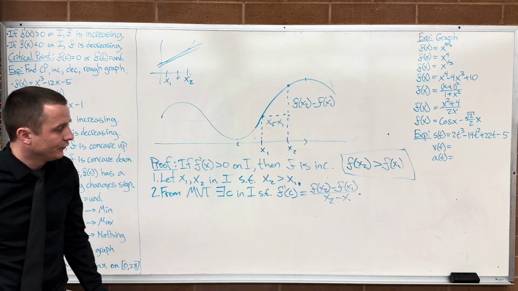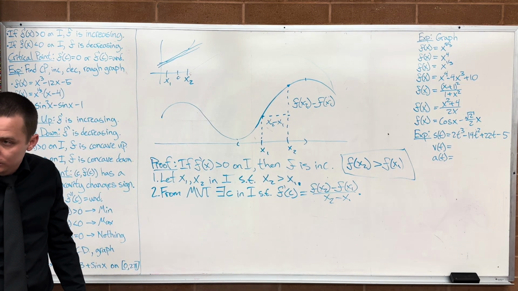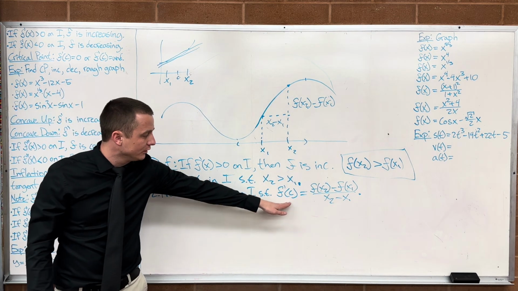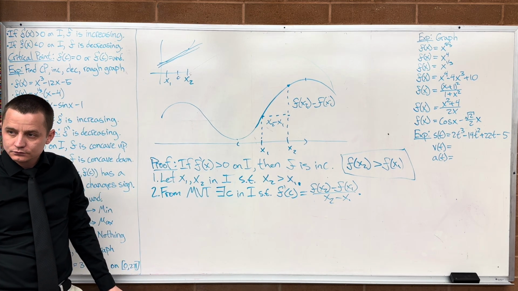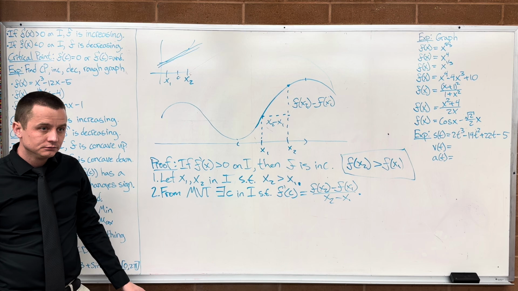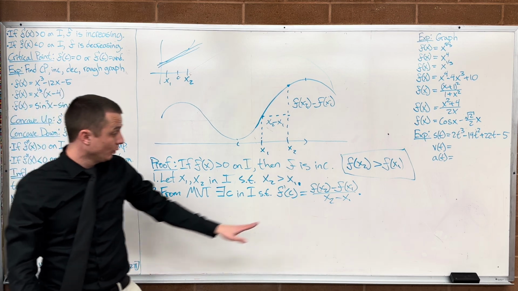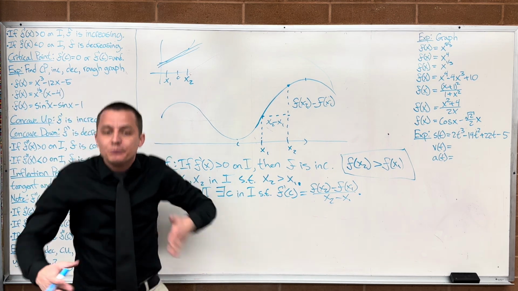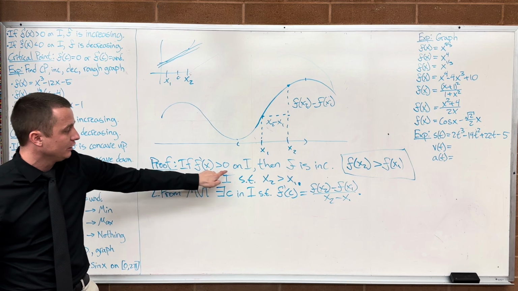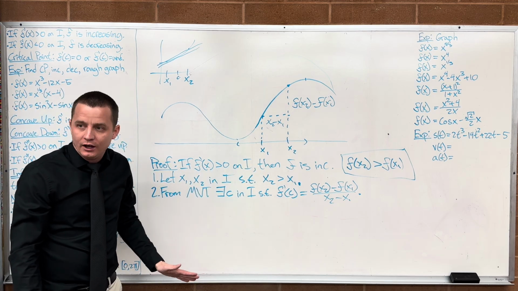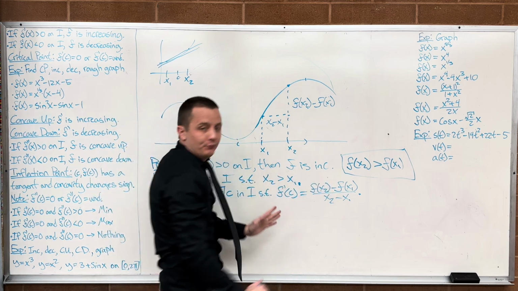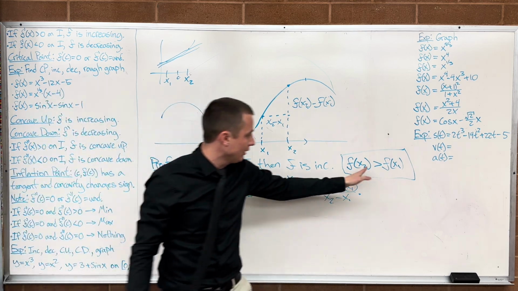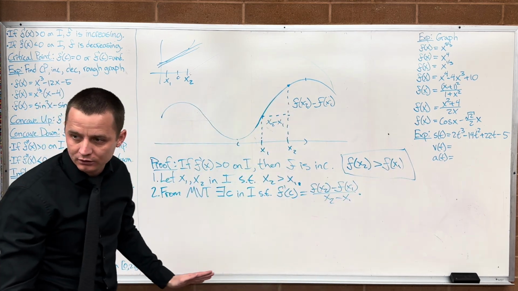I'm trying to prove f of x2 is greater than f of x1. What do I know about the derivative? Positive. So whatever the derivative is at c, it must be a positive number because the derivative is greater than 0 on that interval. I'm trying to prove that if the derivative is greater than 0 on that interval, then f must be an increasing function. Or in other words, f of x2 must be greater than f of x1.